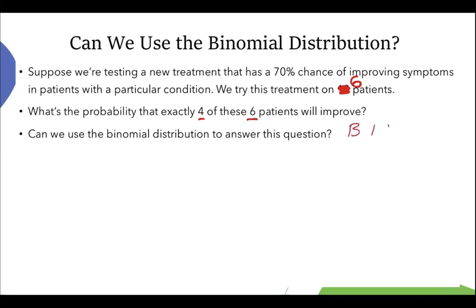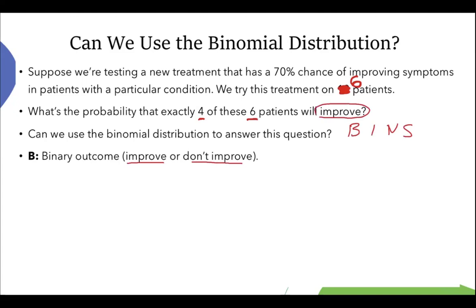B-I-N-S. B, binary. Can we categorize our outcomes? Yes, we can, because either a person improves or doesn't improve. The question is just asking what's the probability that 4 of 6 will improve. There's a 70% chance of improving. So we can, because there is a binary outcome, either improve or not improve.